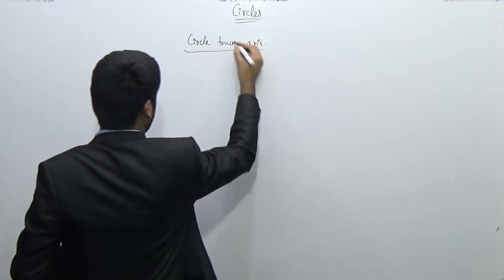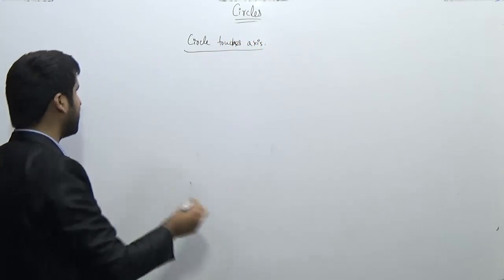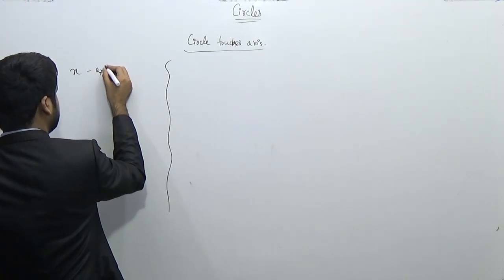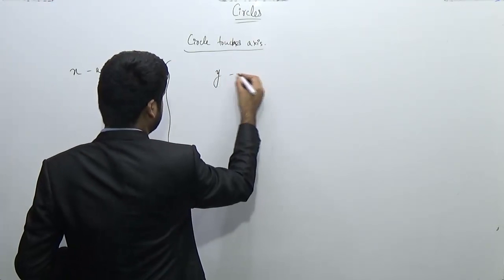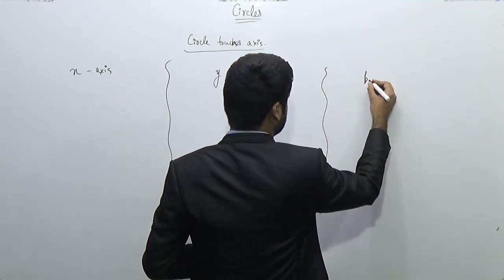Okay. The circle touches some axes. What will be the equation of the circle? So let's start with, I will make 3 cases so that this concept becomes very easy. The first is x-axis, then y-axis, and the last one is both axes.